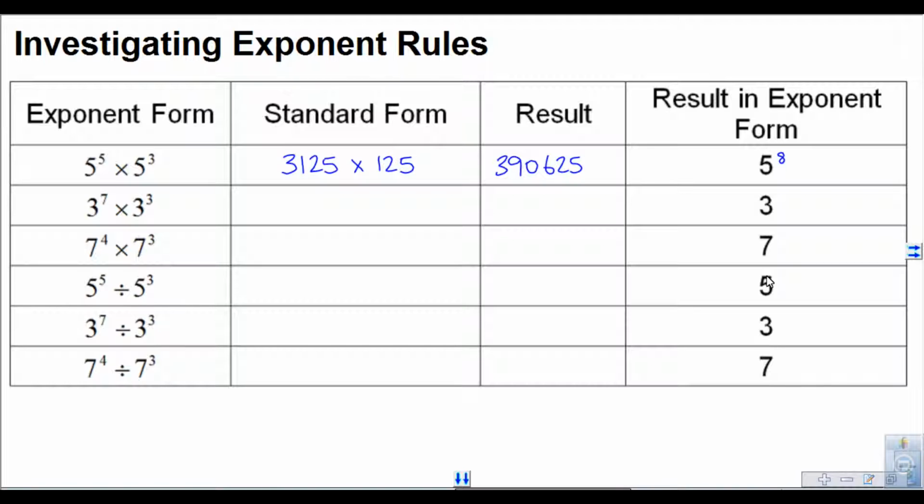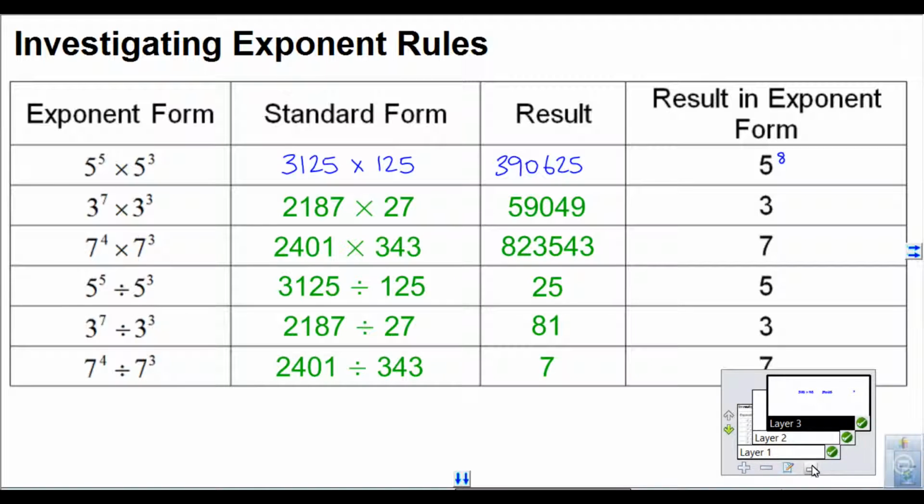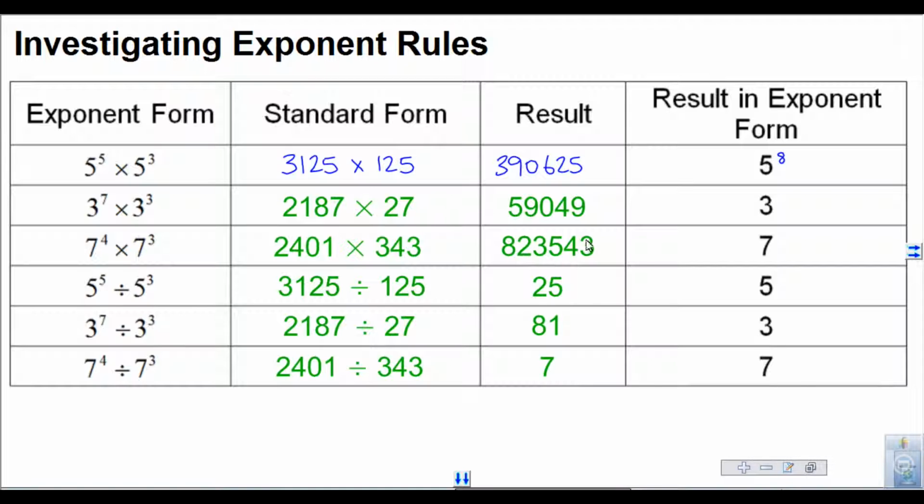All right, hopefully you're done. So I've pre-filled in the table because I'm prepared like that, and we're just going to fill in the result in exponent form column here. So 59,049 can be written as 3 to the power of 10. That big number can be expressed as 7 to the power of 7. 25 can be written as 5 to the power of 2. 81 can be written as 3 to the power of 4. And 7 can be written as well, 7 to the exponent 1.